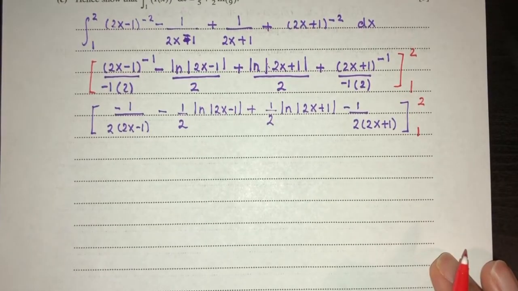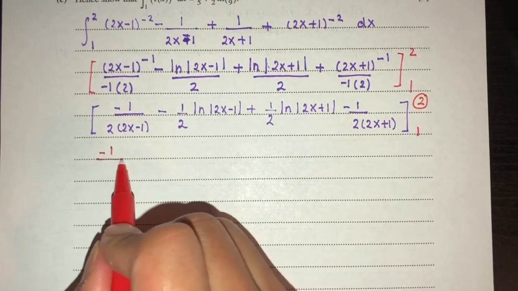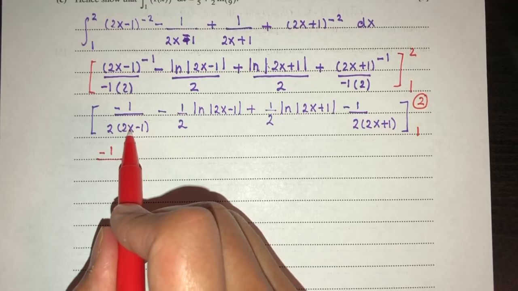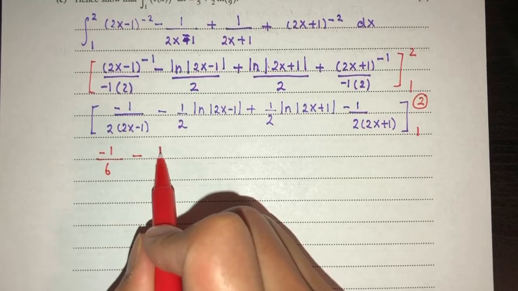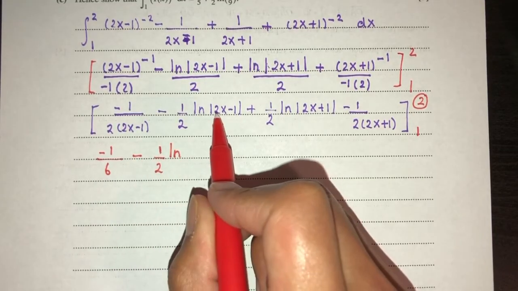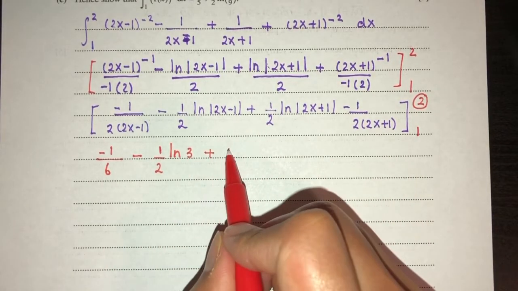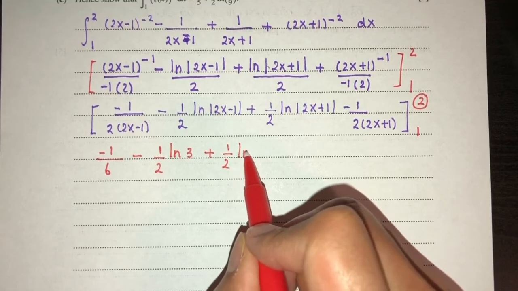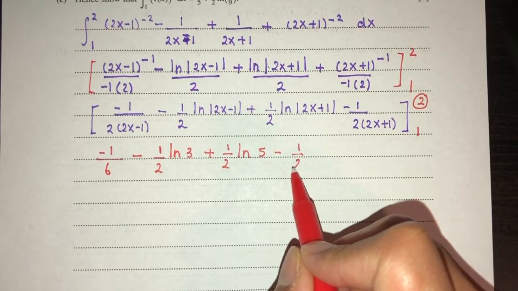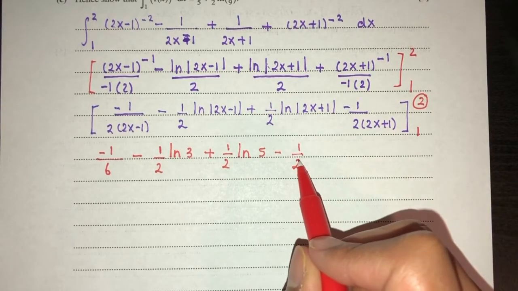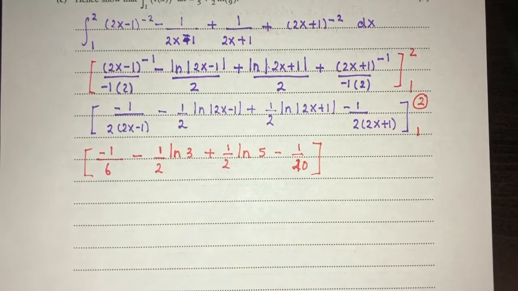So let's find them one by one. So let's take the value 2 first. So minus 1. So 2 times 2 is 4, 4 minus 1 is 3, 3 times 2 will be 6. Minus 1 over 6. Then we have ln of 2 times 2 is 4 minus 1 is 3. And then here we have plus half ln of 2 times 2 is 4 plus 1 is 5, minus 1 over, 2 times 5 will be 10. That is when the value of x is equal to 2.